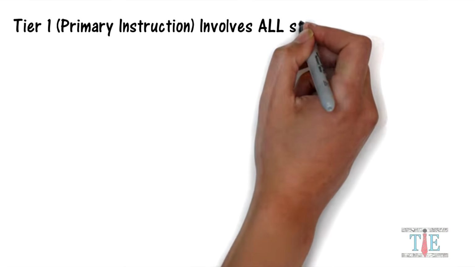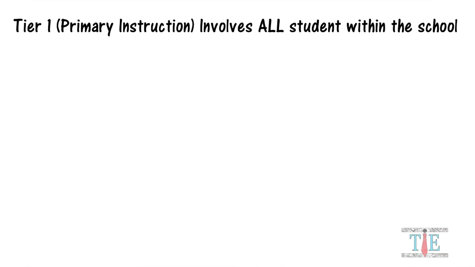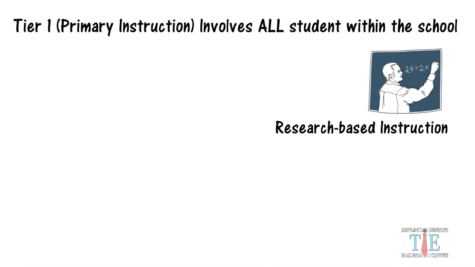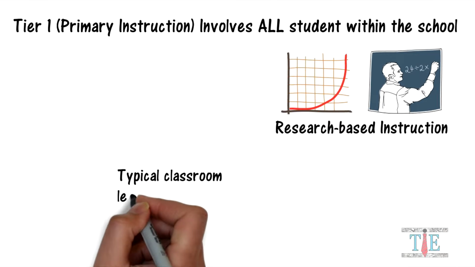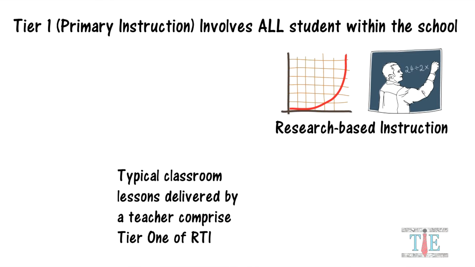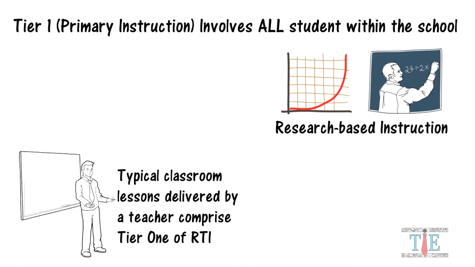Tier 1, called primary instruction, involves all students within the school. At this level, schools must ensure proper and sound instructional practices. Teachers must be using research-based instructional strategies. For example, typical classroom lessons delivered by a teacher comprise Tier 1 of R.T.I. Good teaching is the first line of defense.